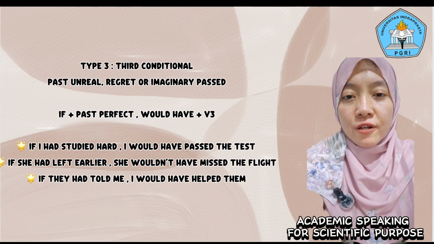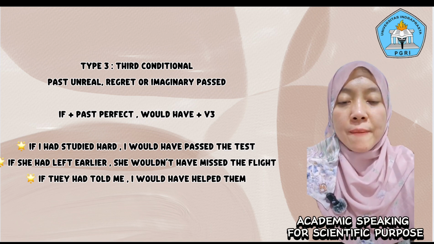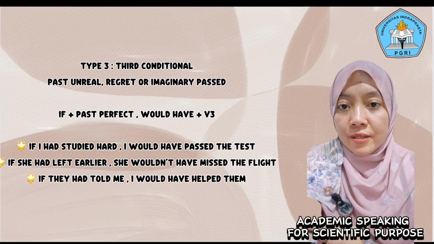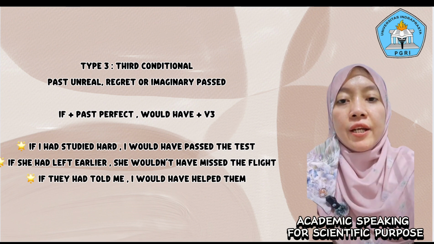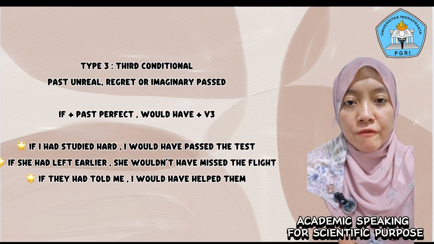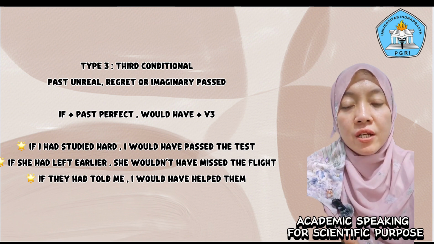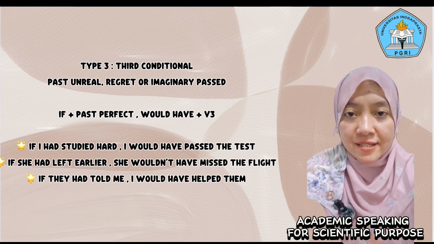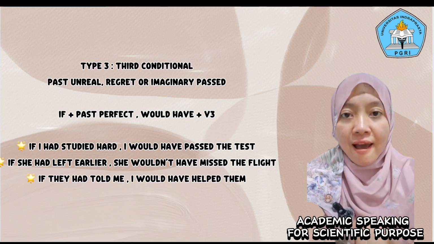Now, let's talk about type 3, or the third conditional. This one is a little different because it talks about the past, things that didn't happen but we wish had happened. Often, it shows regret or imagining a different past. And here is the formula. If plus past perfect for the condition, would have plus past participle or verb 3 for the result clause. For example, if I had studied, I would have passed the exam. The truth, I didn't study, so I failed. But I wish I had studied.